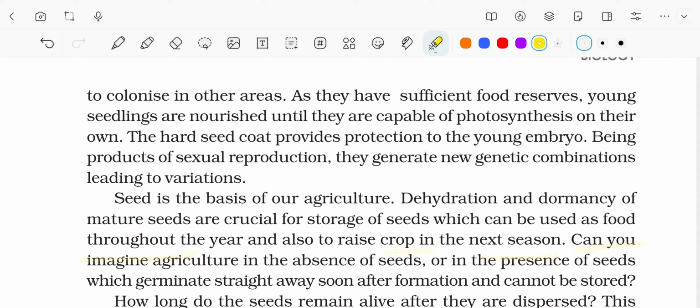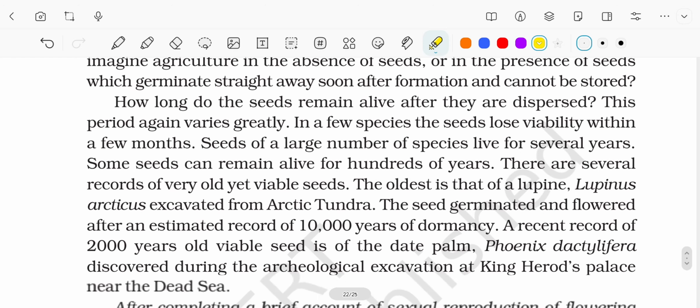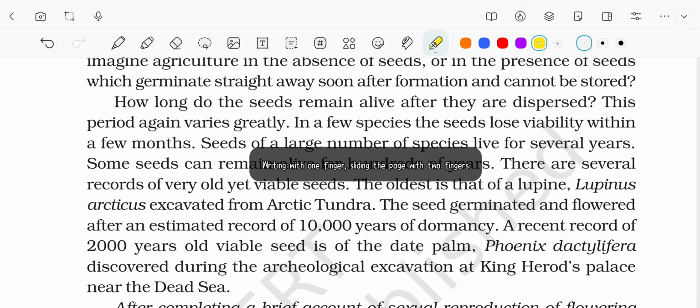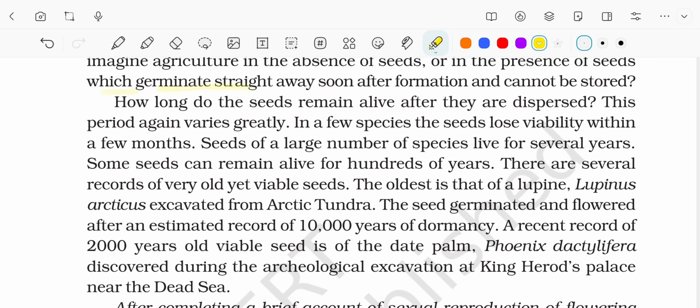Can you imagine agriculture in the absence of seeds, or in the presence of seeds which germinate straight away soon after formation and cannot be stored?